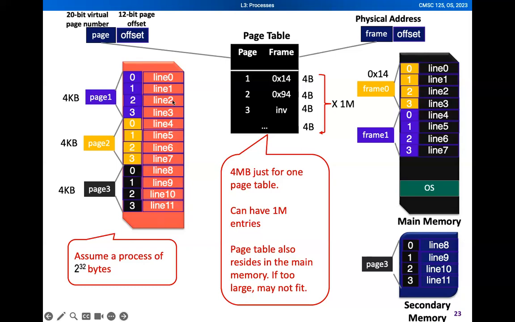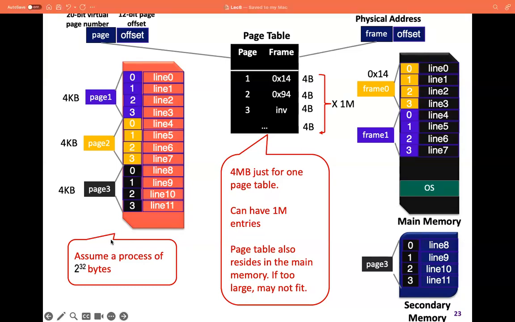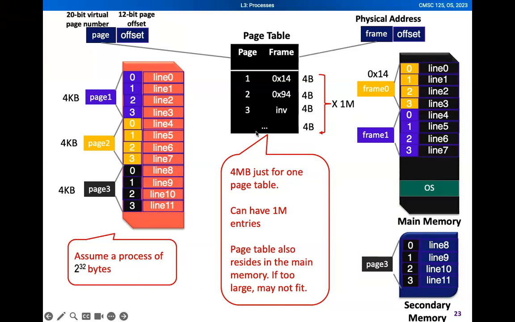We have a large program, assuming that it is 2 raised to 32 bytes. Now we are going to divide it into pages, and the page size would be 4 kilobytes, by assumption. To compute the total number of pages, we simply have to divide 2 raised to 32 by 4 kilobytes, or 2 raised to 12. Which means this will give us 1 million entries in the page table.